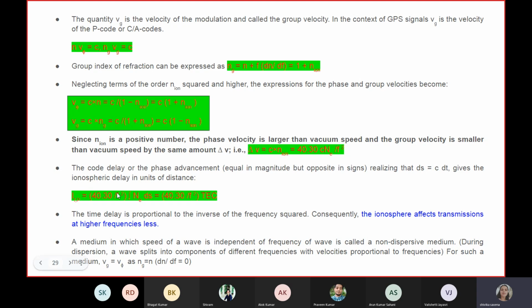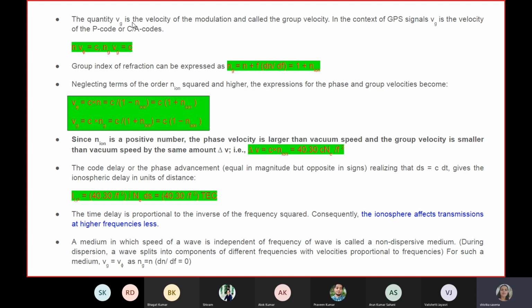Realizing that ds equals c into dt, when you substitute everything in this equation, there will be that 40.3 into c, multiplied by ds, multiplied by dt. When you substitute all of these things, you will arrive at ionospheric delay equals 40.3 by f square into total electron count. How has this total electron count come? Integral of Ne into ds. Okay. So this is how we arrive at ionospheric delay in units of distance.